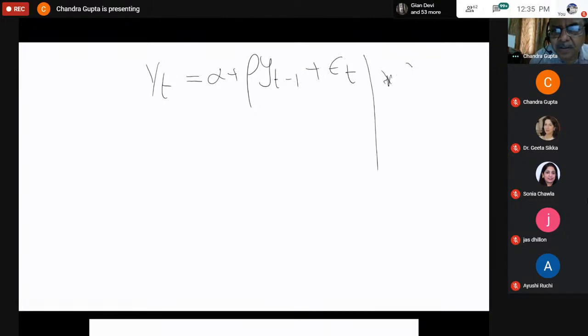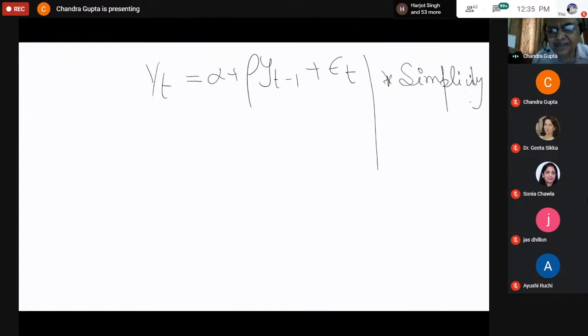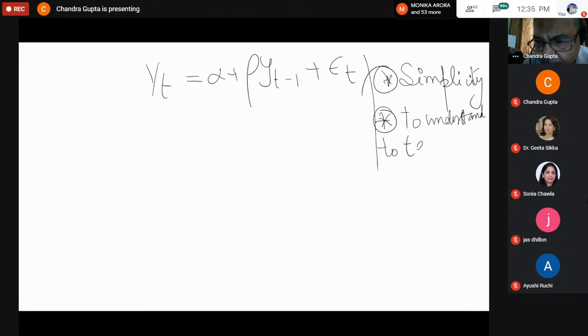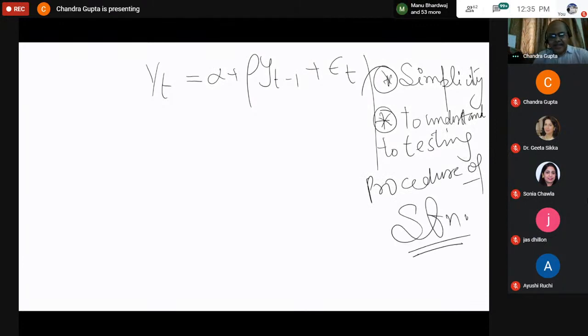One reason is simplicity, because the AR1 process is a very, very simple model. Second, and the main motivation for discussing it, is to understand the testing procedure of stationarity. Please understand that. That's the main motivation for me: to understand the logic behind the testing procedure of stationarity. We have seen that the expected value of Y_t should be equal to alpha over 1 minus rho.